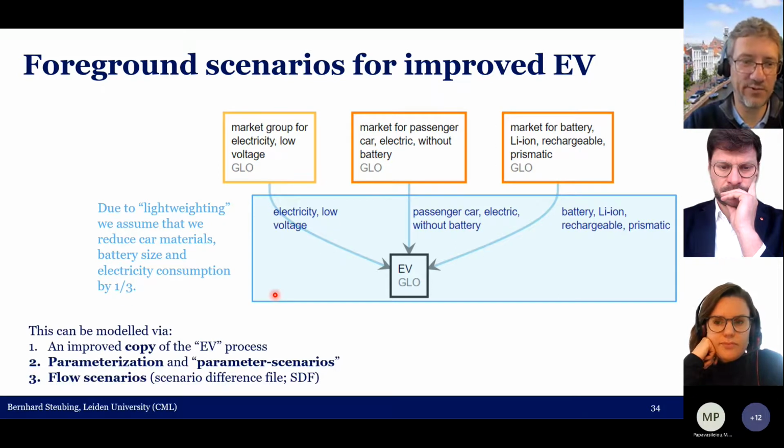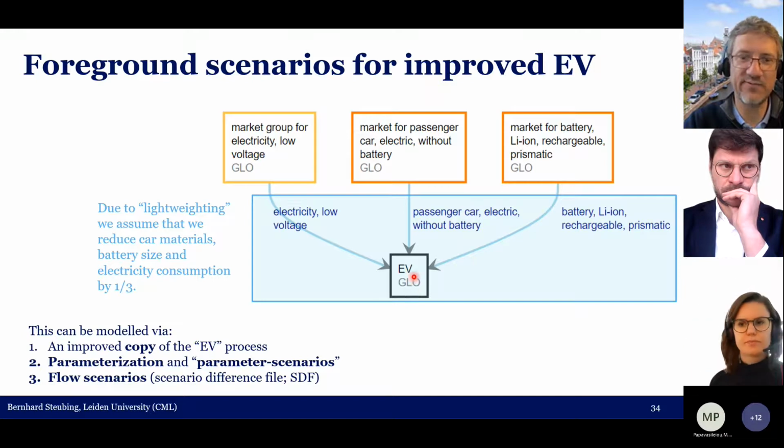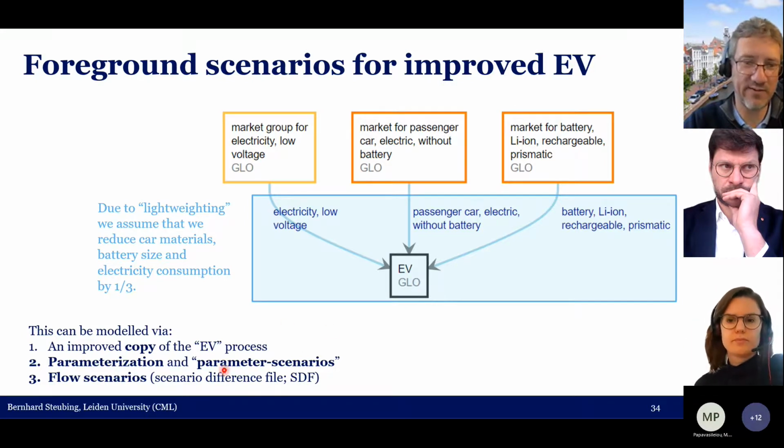So this can be modeled in a number of ways. All of you know probably from your LCA software that you can either directly change those values in this process, or you could make a copy of that process with the changed values. Some of you will also know that you can perhaps parameterize a process like this and model the change like that, and use different values for the parameters. This is what I call parameter scenarios.